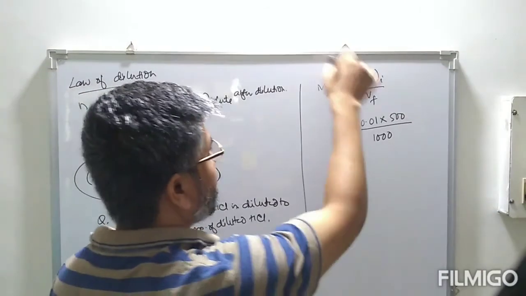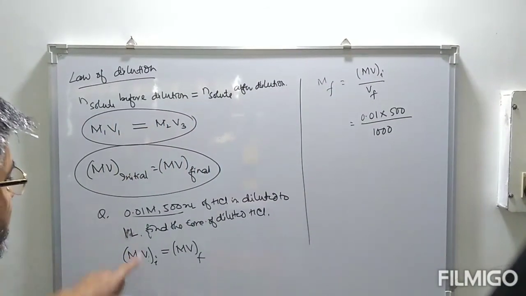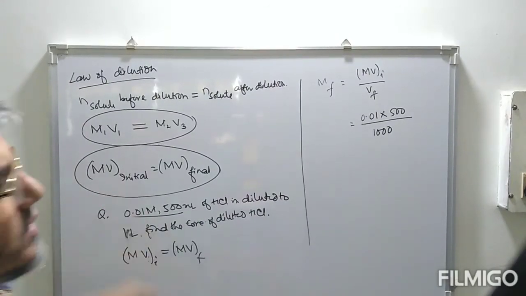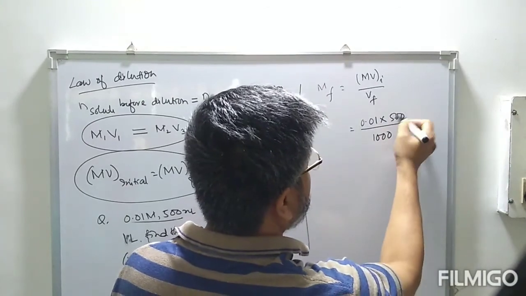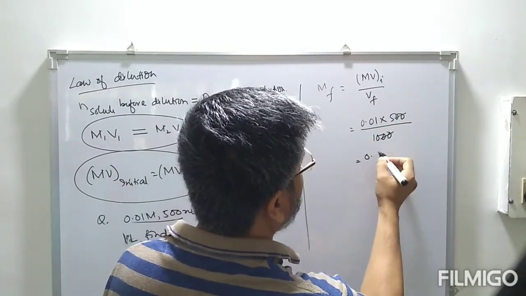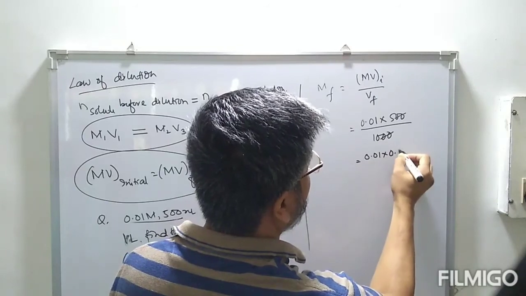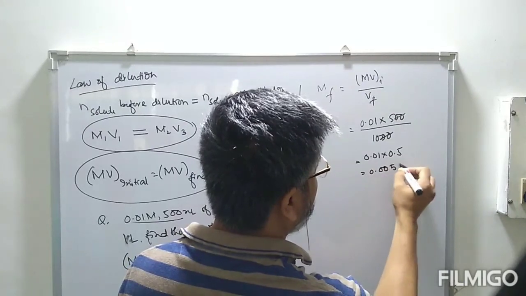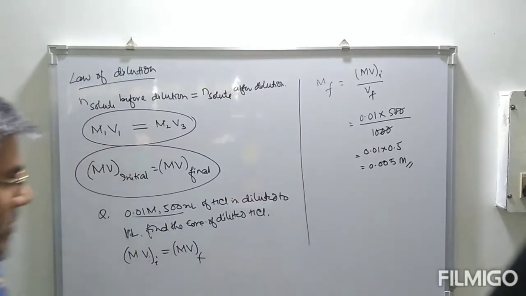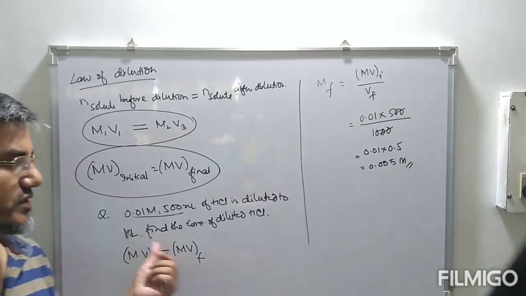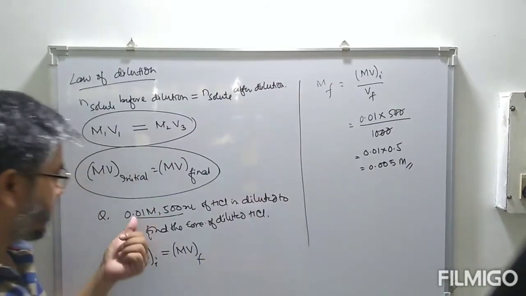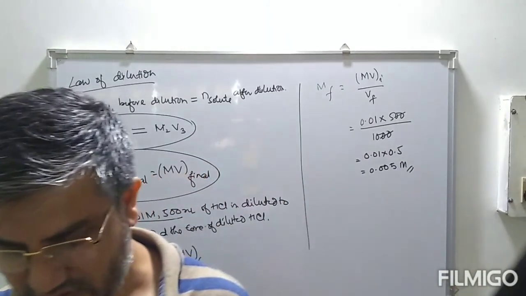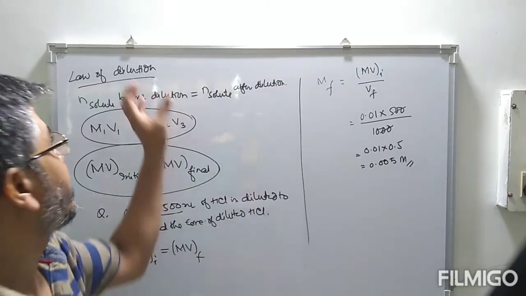So this is the concentration of the diluted solution whose initial concentration is 0.01. So this is 0.01 times 0.5. So this is 0.005 molar. So after dilution to 1 liter, the concentration becomes 0.005. It was initially 0.01 molar. So this is how we find the concentration after dilution, which is what we call the law of dilution.